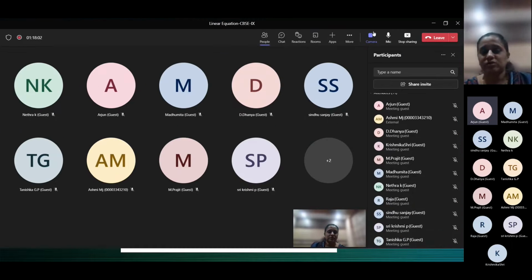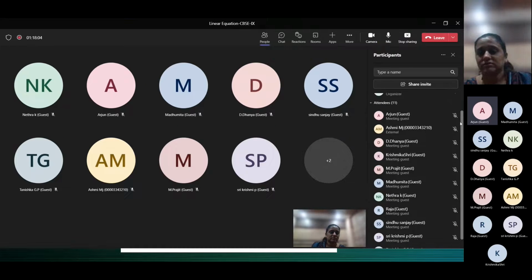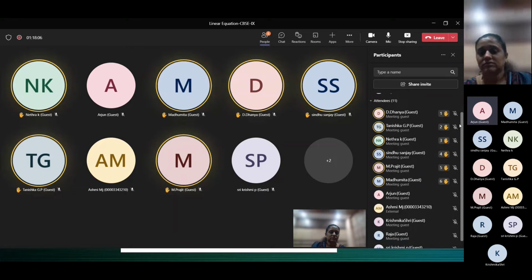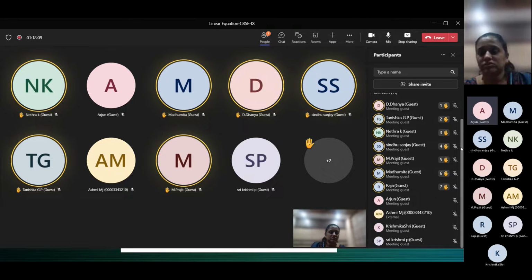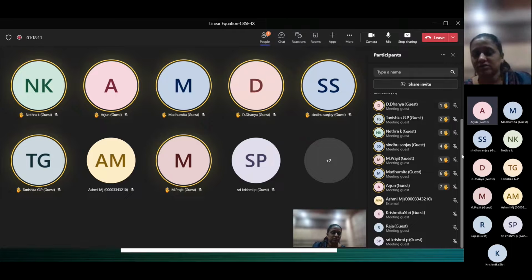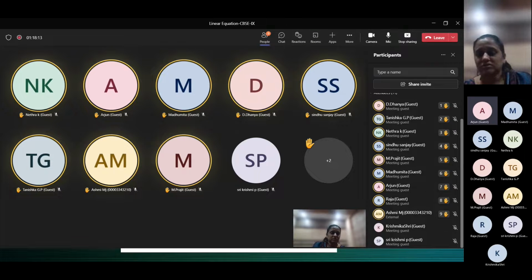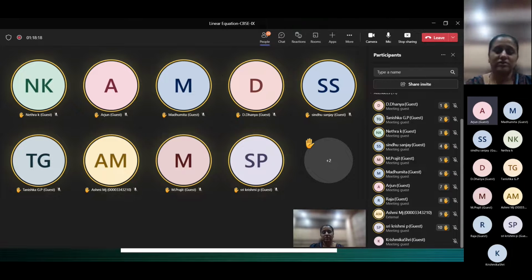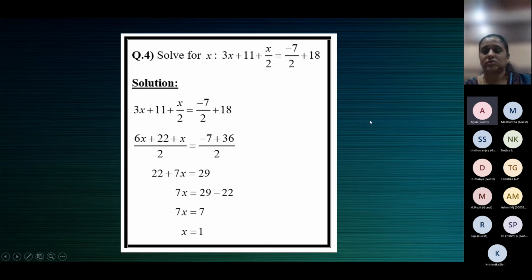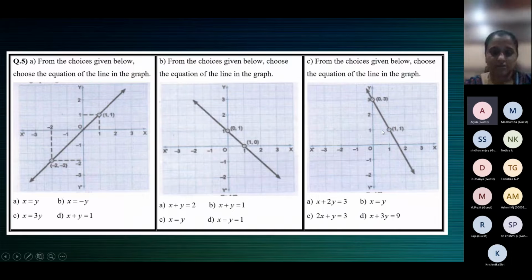Class, use the emoji. Raise your hand. Tanya, Tanishka, Netra, Sindhu, Sanjay, Rajit, Madhumita, Arjun, Raja, Srijana, Krishmi. Krishmika, are you there? Okay. Yeah, check. This is the next one.